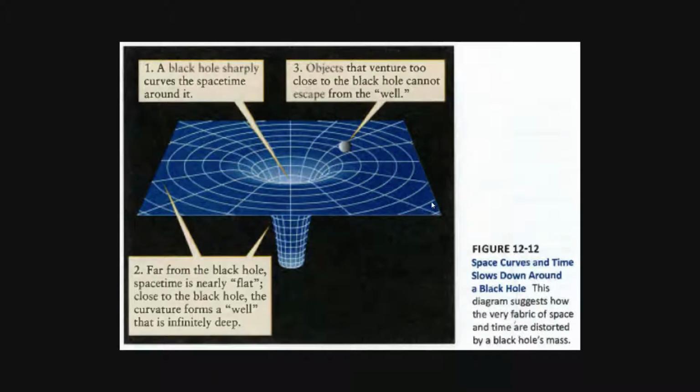Right now we experience space and time as pretty much flat. That's not exactly true, but it's pretty much flat. But once you get too close to that, space and time stop making sense the way we think of them, and start just curving straight into the nothingness that a black hole is.